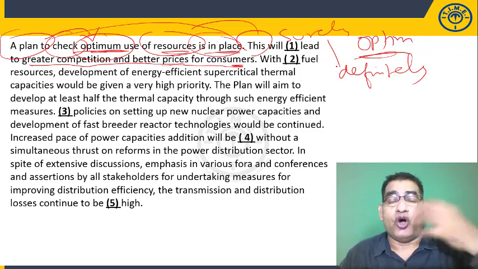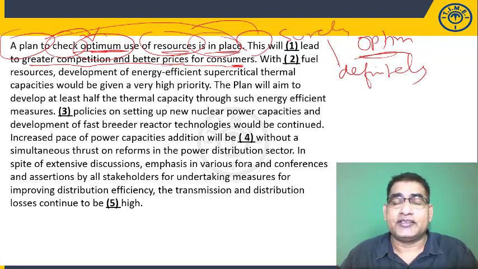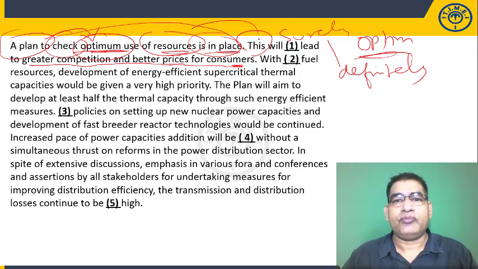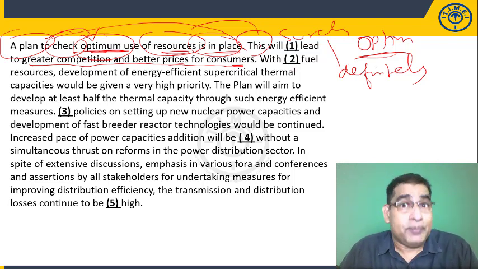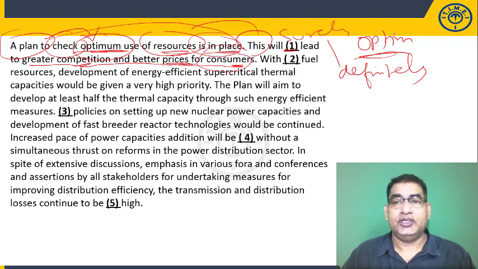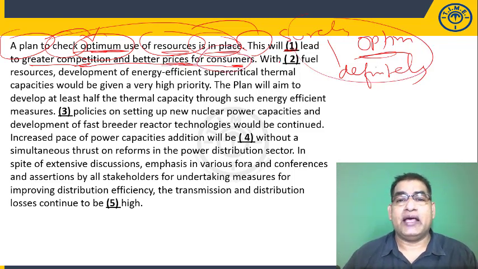Obviously I am clubbing all the methods now. If you attend the session, you will know how it happens step by step. This is not the time and place for that. So we'll club all the steps. It's like an advanced stage. So if such a plan is in place, it will surely, definitely lead to greater competition and better prices for consumers. So that's our clue for the first blank.